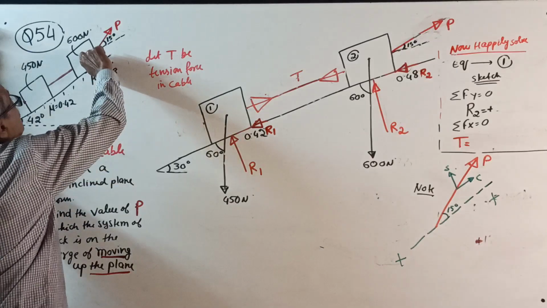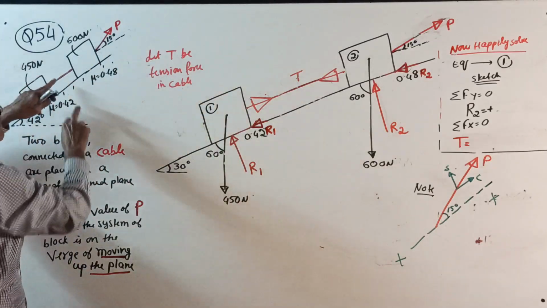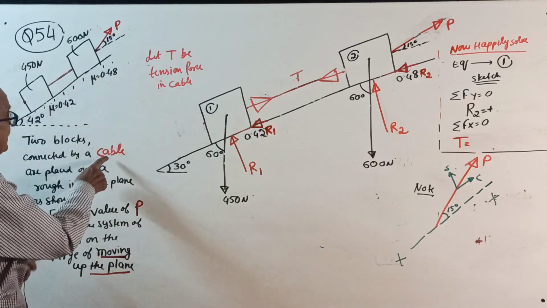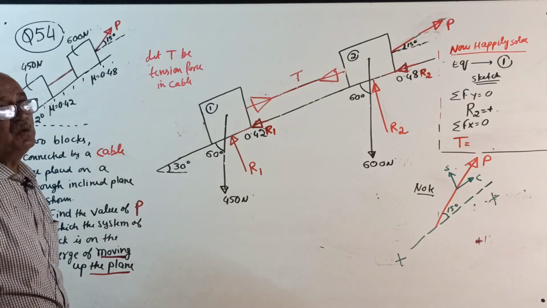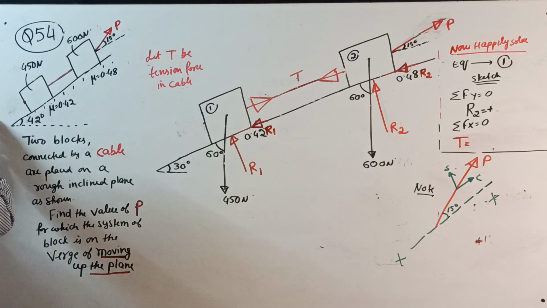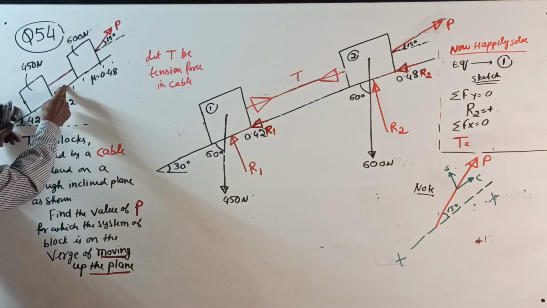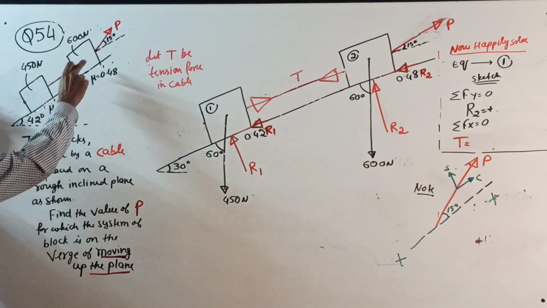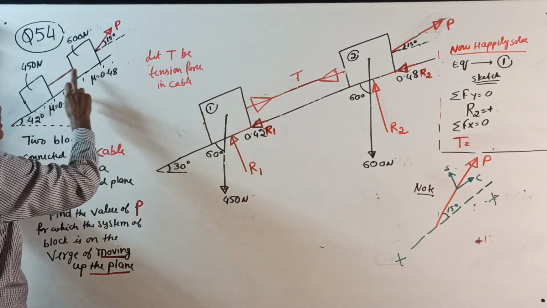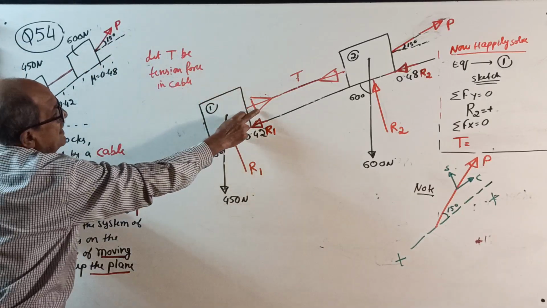Remember, now you are pulling it. Now this member will be in tension. That's why I told cable. See, now the cable will do. When you apply the force here and try to move, the cable is nonsense. It will fold. But when you move this way, the cable will do. Let T be tension in the cable.